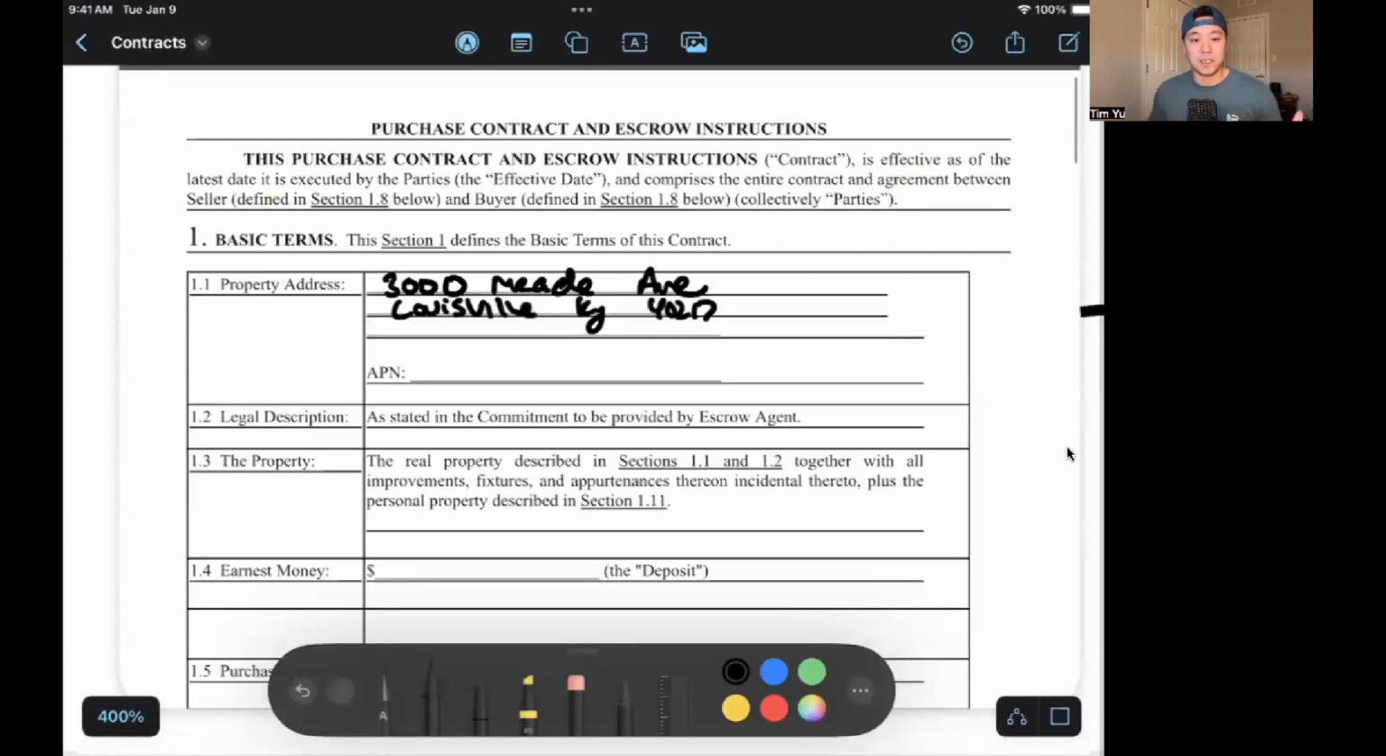The APN is a legal, like lot number, all that stuff. I usually don't know what that is when I'm dealing with the seller or when I'm looking at property. So when I get this under contract, I will let the title company do this, right? They have access to all the software and systems, and they can look up this information for you.